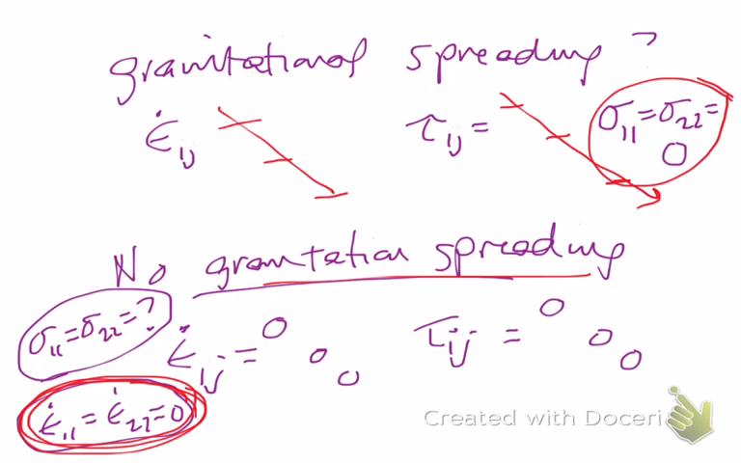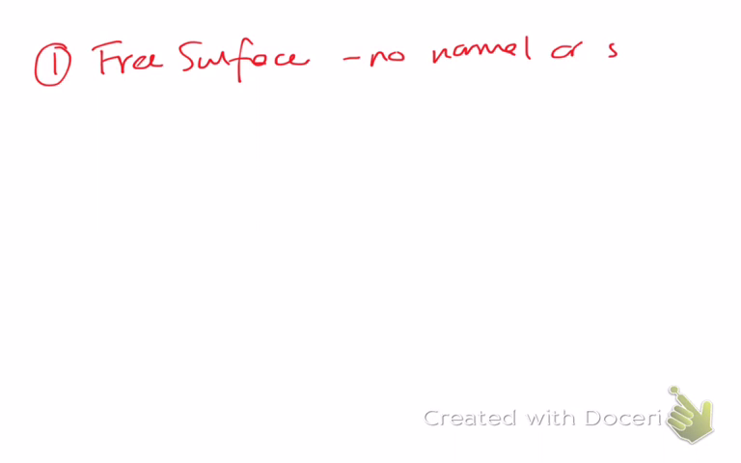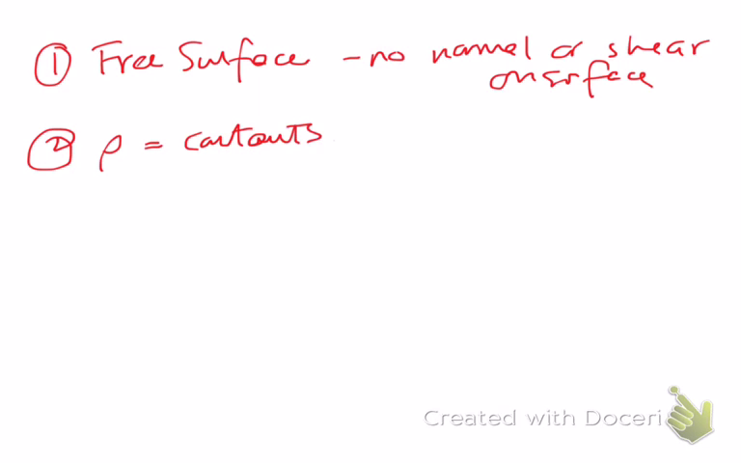All of the rest of these problems are pretty similar. I'm going to put a couple of them I have my notes on because we're running out of time. I just want to review our common assumptions. One, free surface, which we've talked a lot about, and that's no normal or shear stress on that surface at that point. Two, we also talked about density or other material properties being constant. So that's a good one.